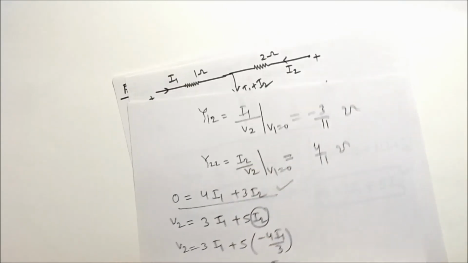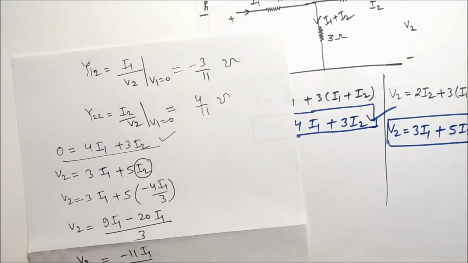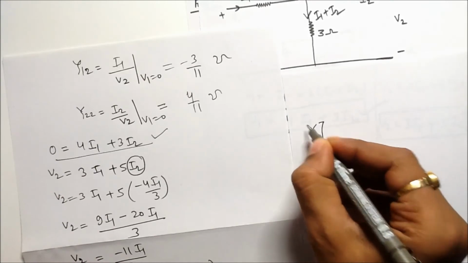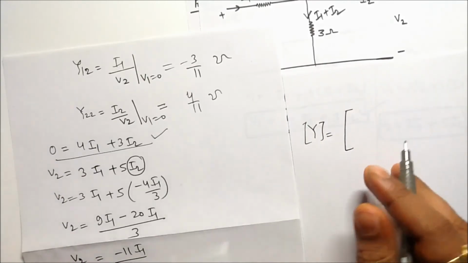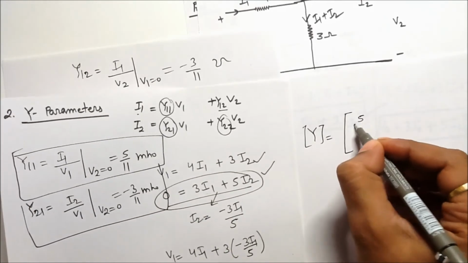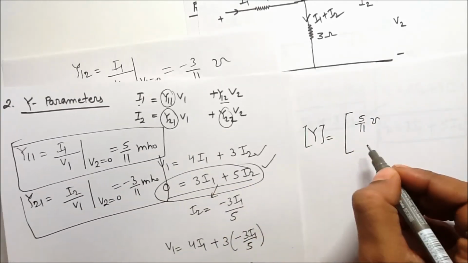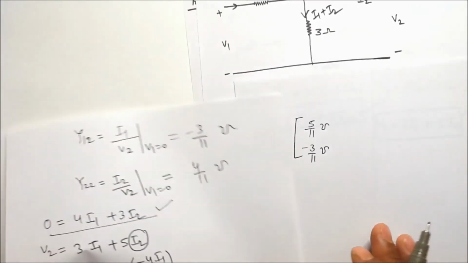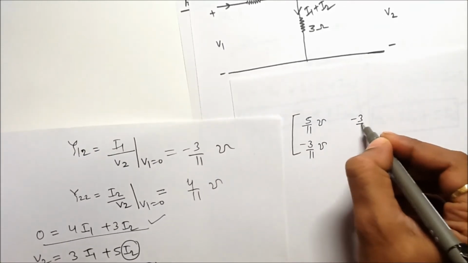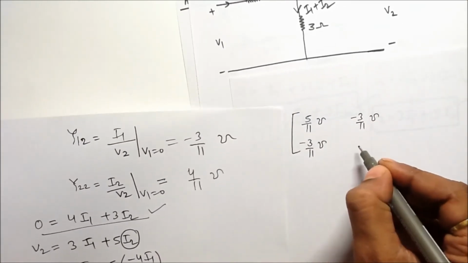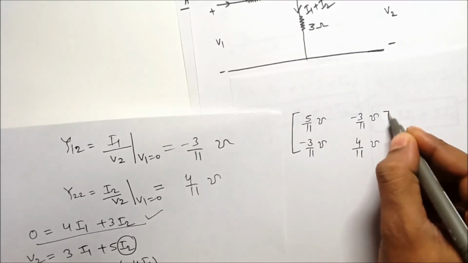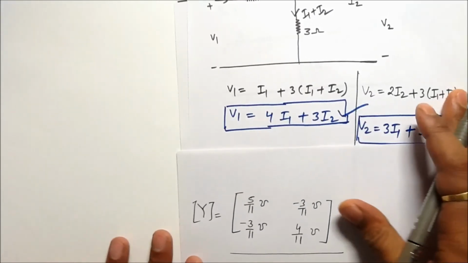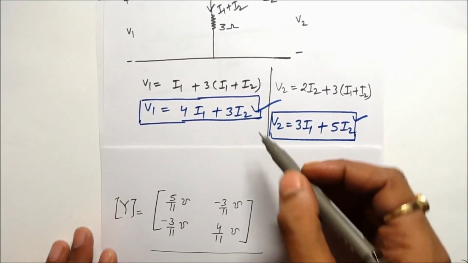In this way we have calculated the Y parameters. In the matrix form we can write the value of Y11 is 5 by 11, Y21 is minus 3 by 11, and the value of Y12 is minus 3 by 11, and value of Y22 is 4 upon 11. So in this way you have calculated Y parameters with the help of these two equations.